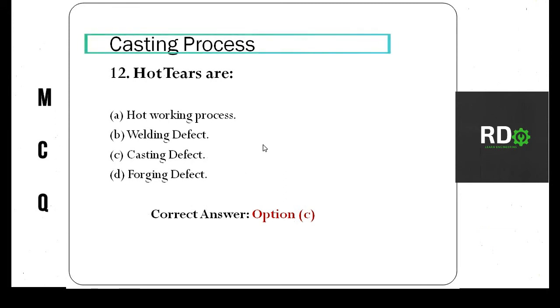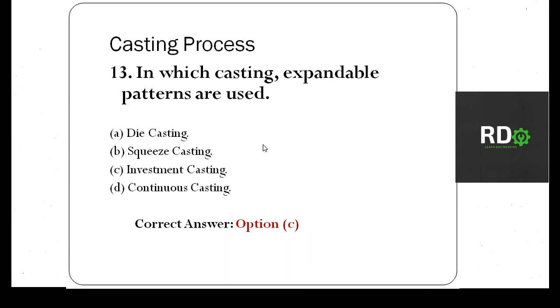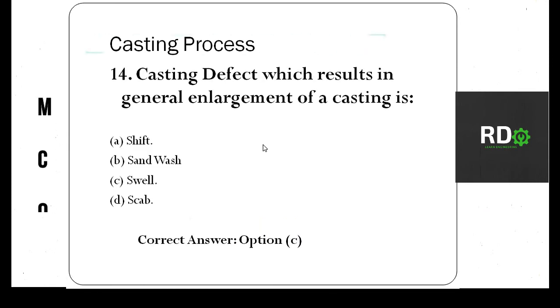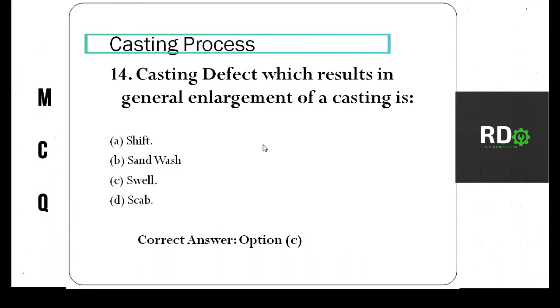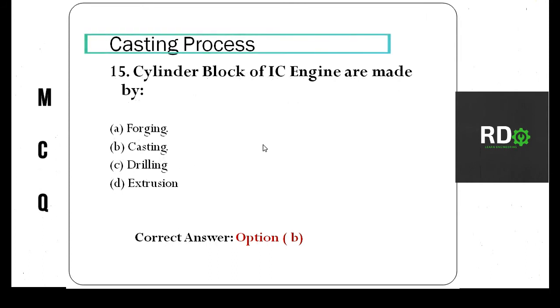Hot tears is what? Obviously we have just now cleared this. So hot tear is a casting defect, option C. Then question number 13. In which casting are expandable patterns used? It is always the investment casting. If you go on studying the investment casting, you will know that it's option C. So casting defect which results in general enlargement of a casting. It is swelling. Okay, so option C is the correct one.